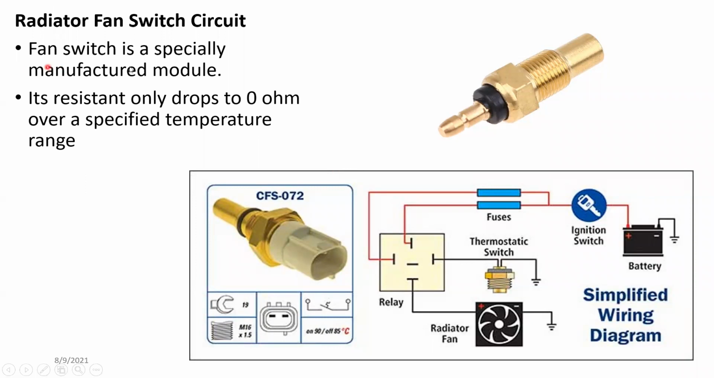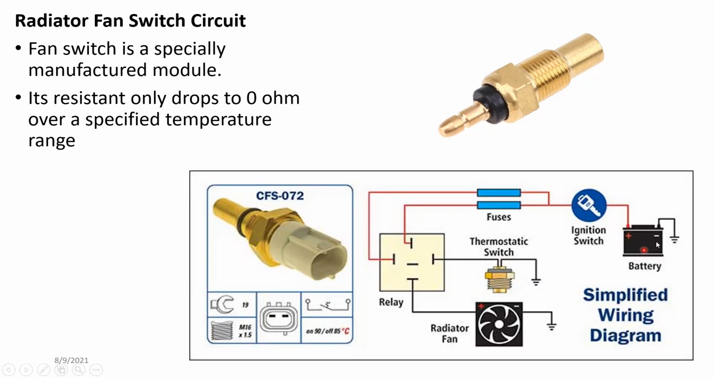So the fan switch is a specially manufactured module. Its resistance only drops to 0 ohm over a specific temperature. So in this case, if the coolant temperature goes over 90 degrees, the current will be allowed to pass through this. That means the switch is turned on at over 90 degrees, but once it goes back down to 85 degrees, the switch will turn off again, turning off the fan, right? That's how this actually works.